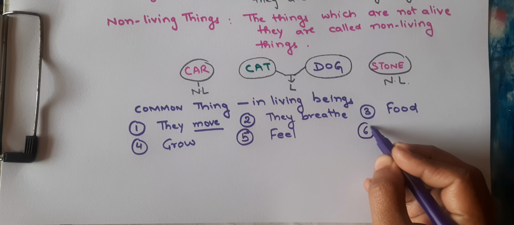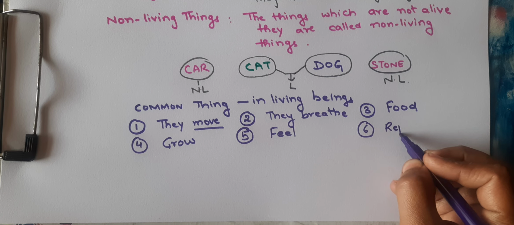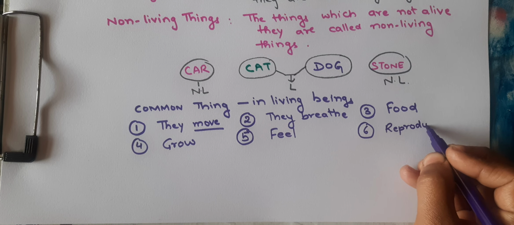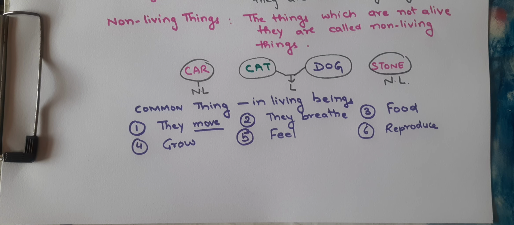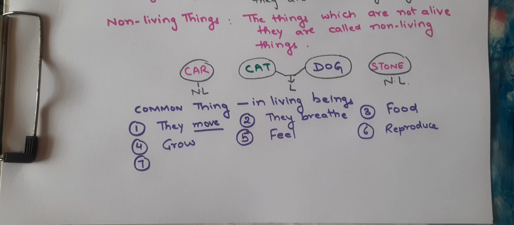Okay. The sixth point is they reproduce. Okay, the cat, after some time, will reproduce to give birth to new kittens. So we have seen the kittens around us, but we do not see the stone multiplying.